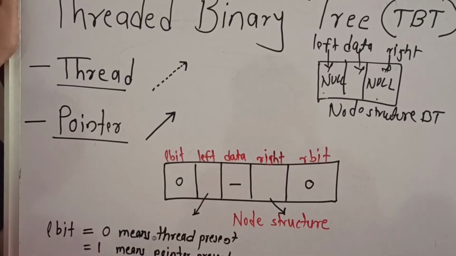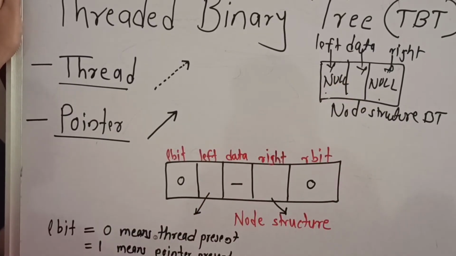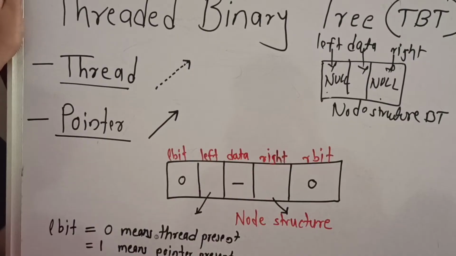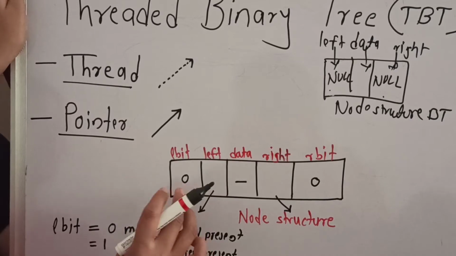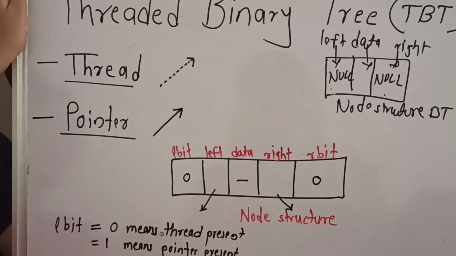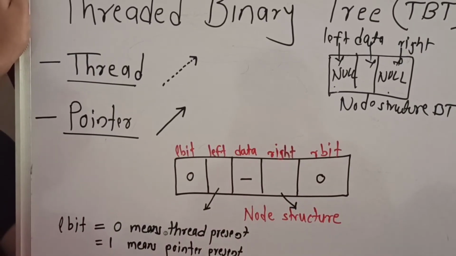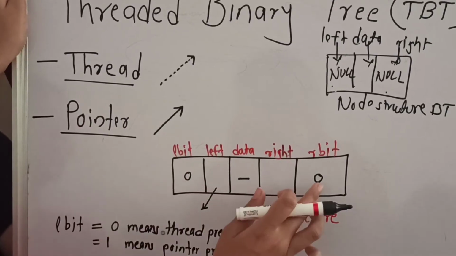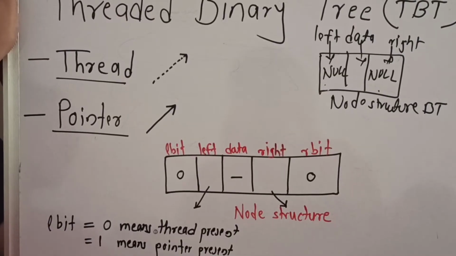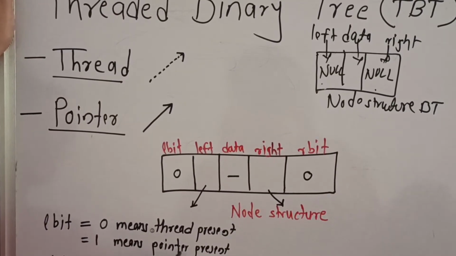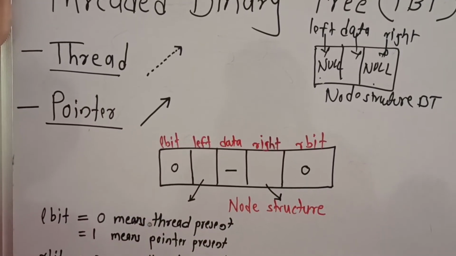The middle is the data field like in the binary tree. This is the left pointer and this is the right pointer as in the binary tree, and 2 more extra fields we are showing here, the L-bit field and the R-bit field. Initially we put the L-bit value and the R-bit value equal to 0. These are 2 integer fields, and they contain only 2 values, either 0 or 1. If the value is 0, that means the thread is present. And if the L-bit is equal to 1, it means the actual pointer is present there. That means the actual left child is present here. Same for the R-bit side.